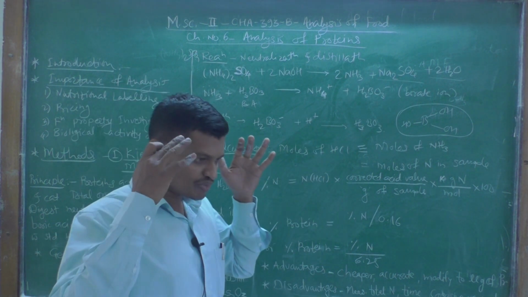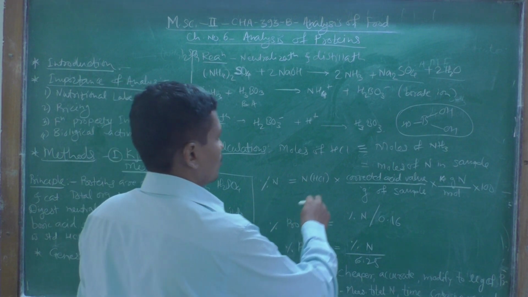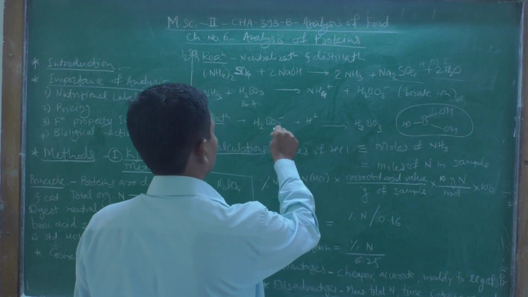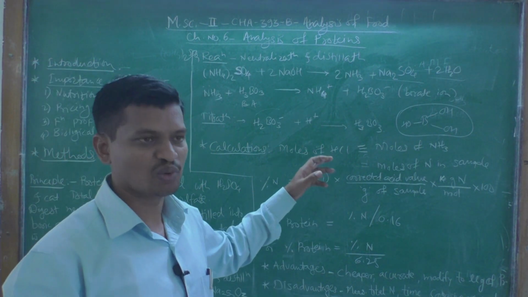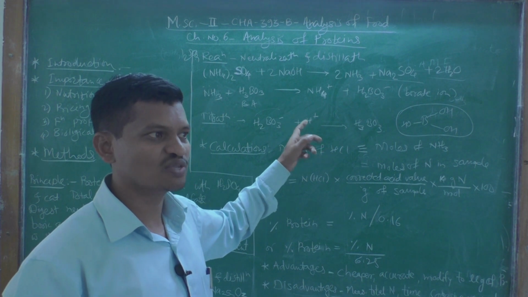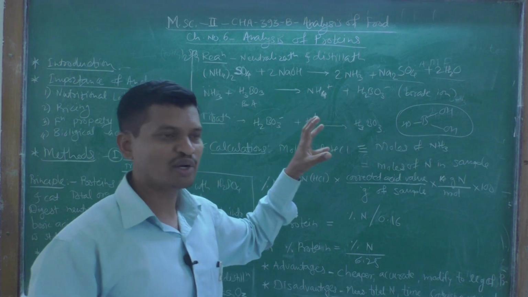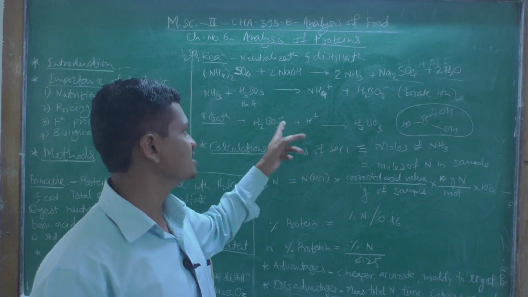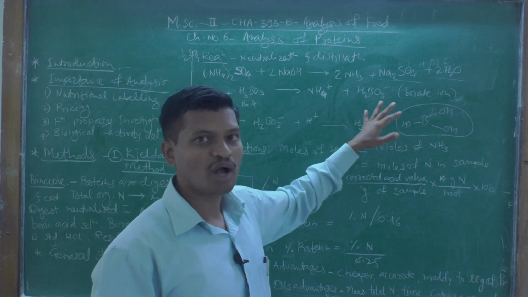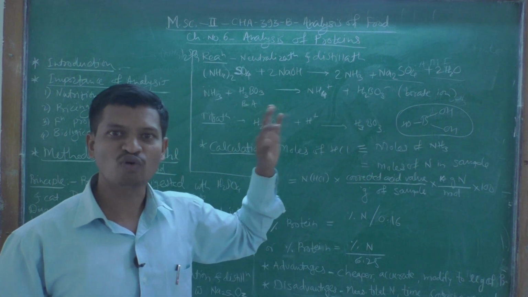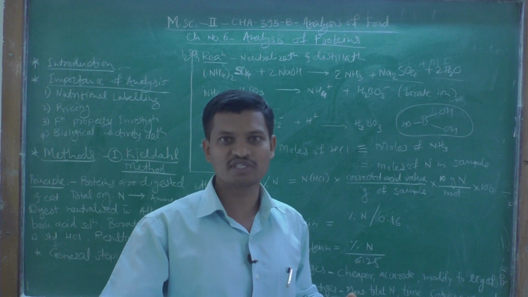Because the concept is such that whatever the volume of hydrochloric acid, standard hydrochloric acid, meaning the concentration is known to us, the amount of hydrochloric acid required to neutralize these borate ions is equivalent to the number of ammonia molecules formed in this reaction, and the number of ammonia molecules formed is equivalent to the number of nitrogen atoms present in the food sample.